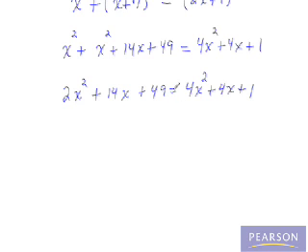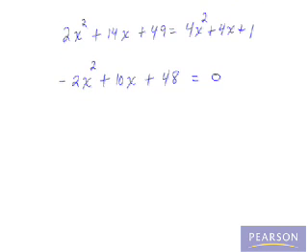So I need my quadratic equation to equal 0. So I'm going to subtract all three of these terms from both sides of our equation. So 2x squared minus 4x squared, subtracting 4x squared from both sides, gives us negative 2x squared on the left. 14x minus 4x gives us positive 10x. And 49 minus 1 is a positive 48. And now I have my 0 on the right-hand side.